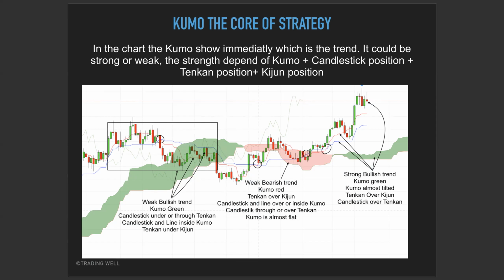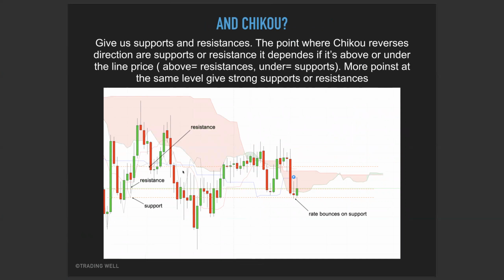And the Kiku will give us the support and resistance. The point where the Kiku reverses its direction is support or resistance. It depends on whether it's above or under the price line. So if the Kiku is above the price line, we have resistance, and if it is under, we have support, like here. So the price line is green. Here we have a reverse, and this is a resistance because the point of reverse is above the price line.